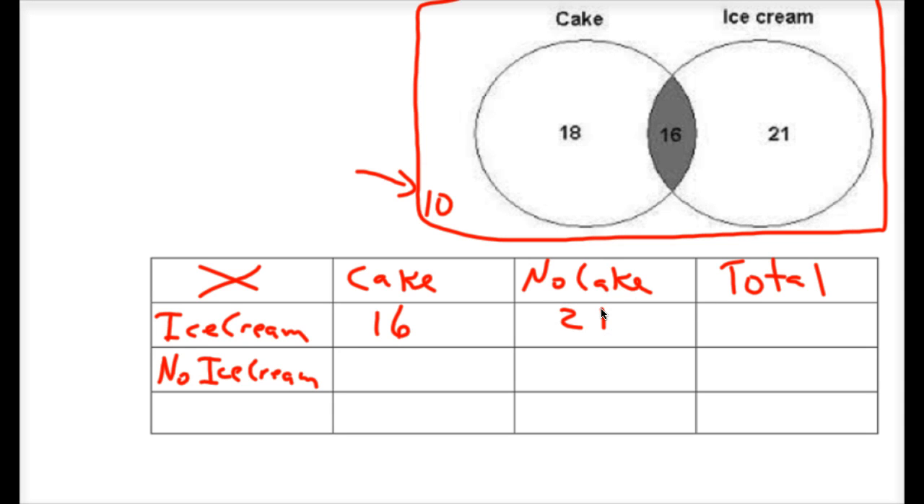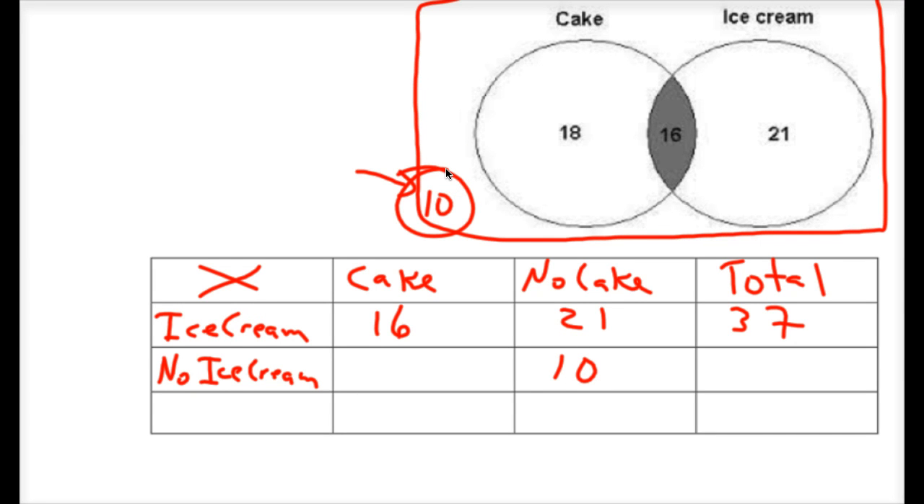So here's my question: how many people like ice cream in this data? 37. I'm adding it up left to right. Okay. I have more data for us to write. What do you got, babe? For no cake and no ice cream is 10. No cake, no ice cream is 10. Those are these people in the corner here.